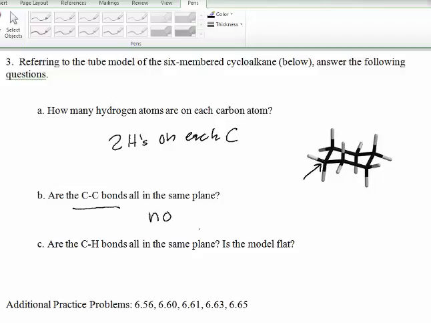Next question, are the CH bonds all in the same plane? Well, this one's sort of pointing down. This one's sort of pointing that way. And this one's pointing up. So we can see that we have 3 or 4 different types of CH bonds. They're not all in the same plane. And the model is not flat. We can see that from this tube model here. It does not appear to be flat. If you make the model with your virtual model toolkit, you can rotate it and it will show you that the molecule is not flat.